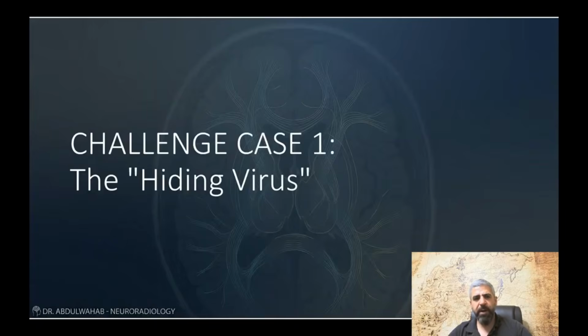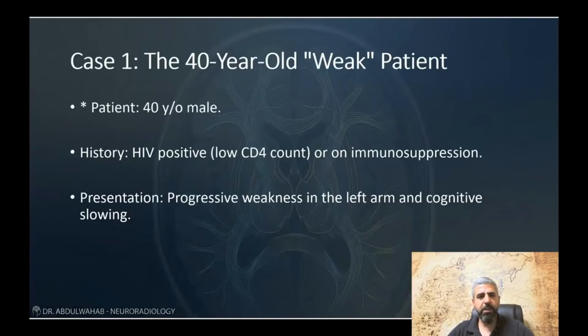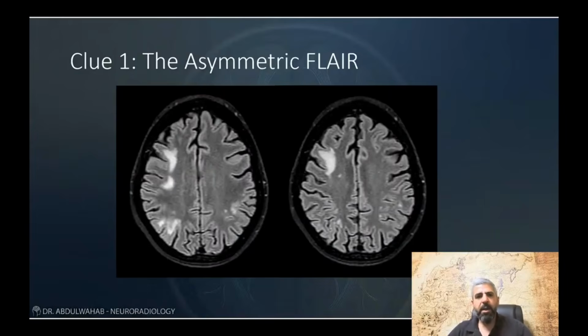Challenge case number 1. We call it the hiding virus. It's called the 40-year-old weak patient. The history is a 40-year-old male patient. He's HIV positive with a low CD4 count, or he's immunosuppressed. Presentation: progressive weakness in the left arm and cognitive slowing. Our patient is immunocompromised. He's getting weaker over weeks. This isn't just a sudden stroke. It's a slow takeover. So let's look at the MRI. Clue number 1, the asymmetric FLAIR.